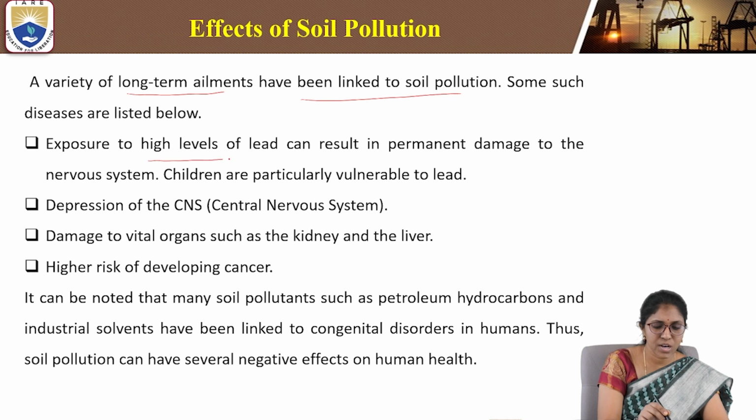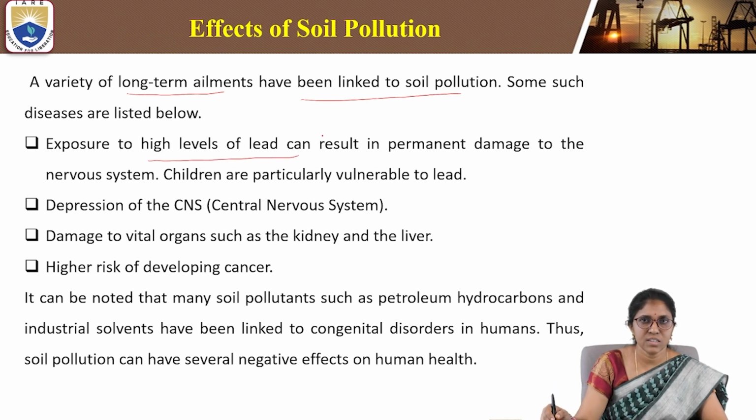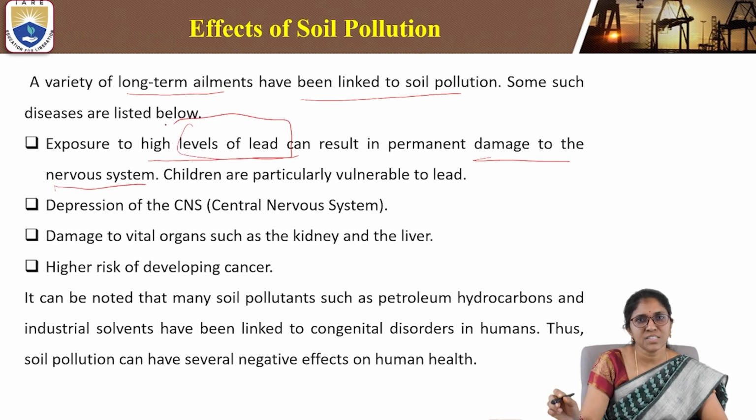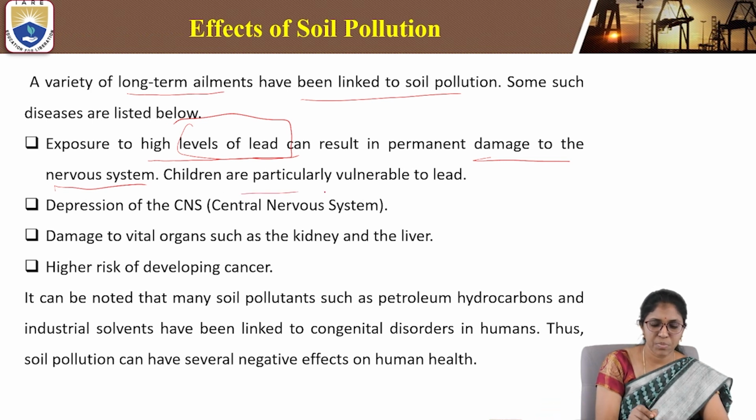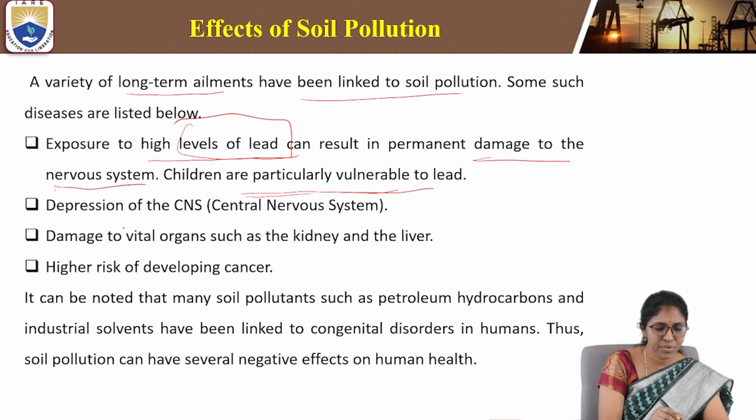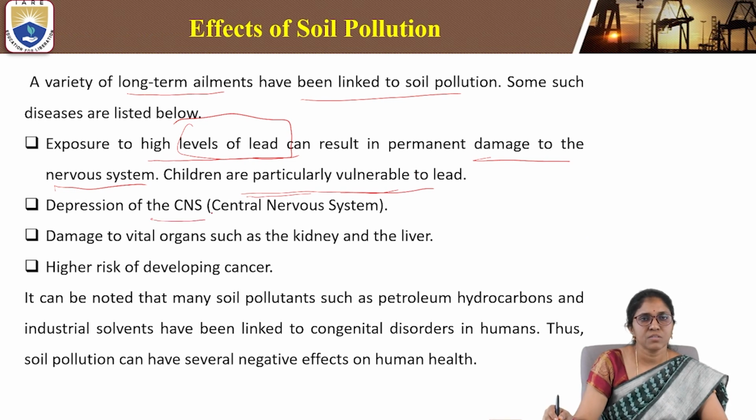Exposure to high levels of lead can result in permanent damage to the nervous system. Children are particularly vulnerable to lead. High levels of lead can also cause depression of the CNS, that is, the central nervous system.